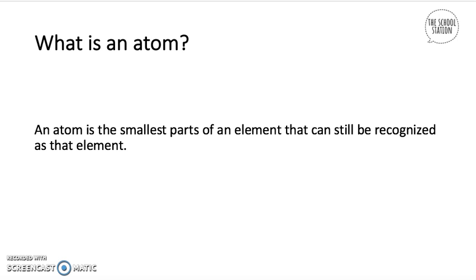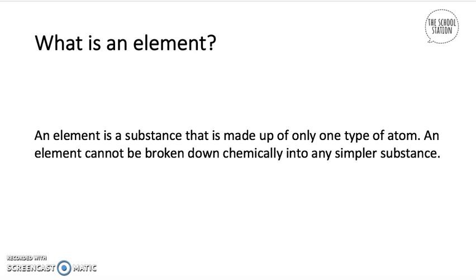Speaking about elements, an element is a substance that is made up of only one type of atom. An element cannot be broken down chemically into any simpler substance. The periodic table has a table of elements, and those elements have the same type of atoms, and an element only has one type of atom. For example, an element is only going to have all hydrogen atoms. It can't have oxygen atoms with it as well. So it has to have only hydrogen atoms for it to be a hydrogen element. So that's basically what an element is.